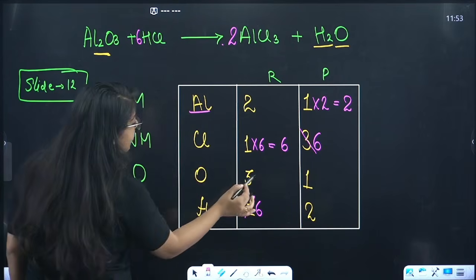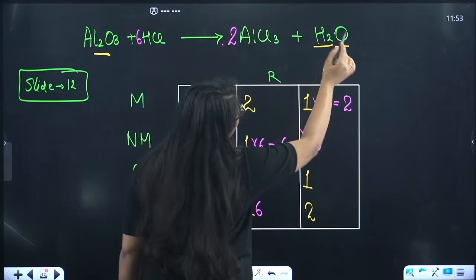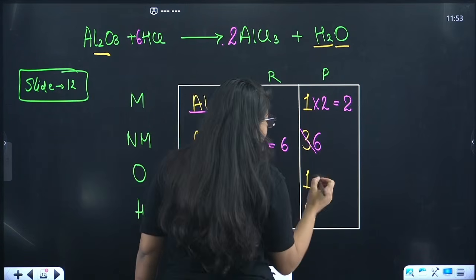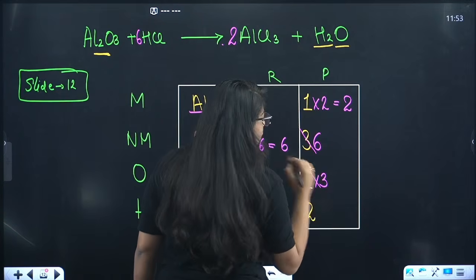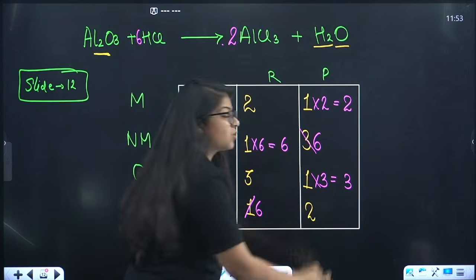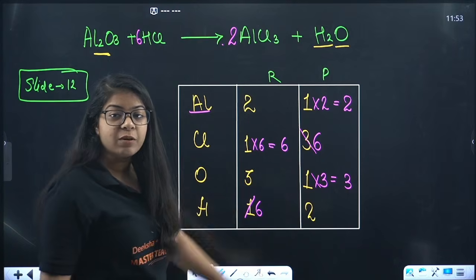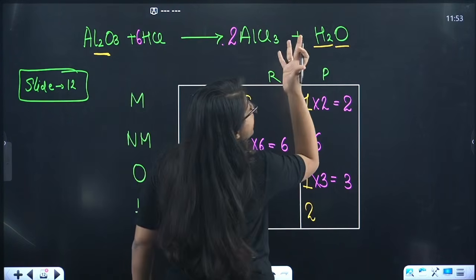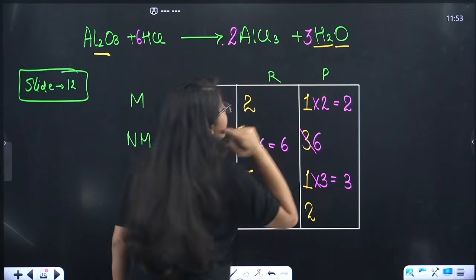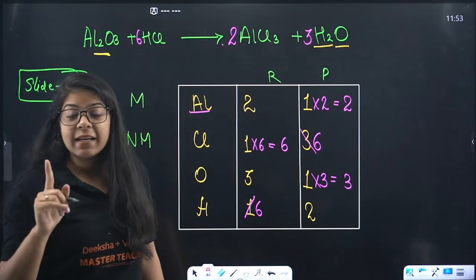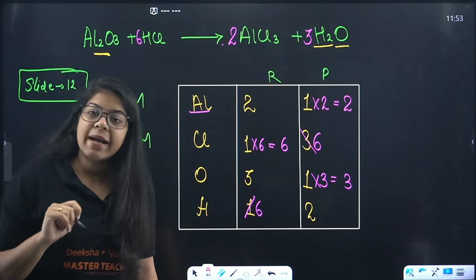Next, beta, oxygen is what? 3 oxygens are here on the reactant side. Only 1 is here on the product side. So what will we do? I'll multiply by 3 on the product side, and 3 oxygens will be there, right? And both of these will be balanced. But where should I write 3? I will write 3 in front of H2O, right?